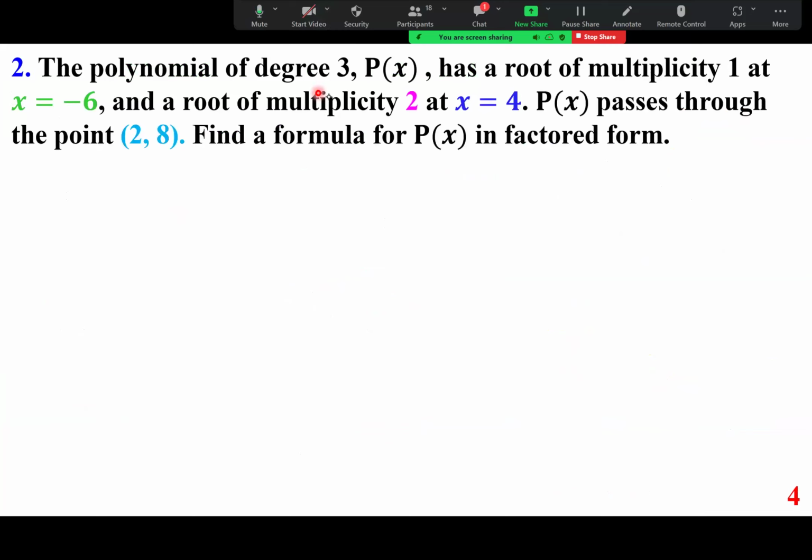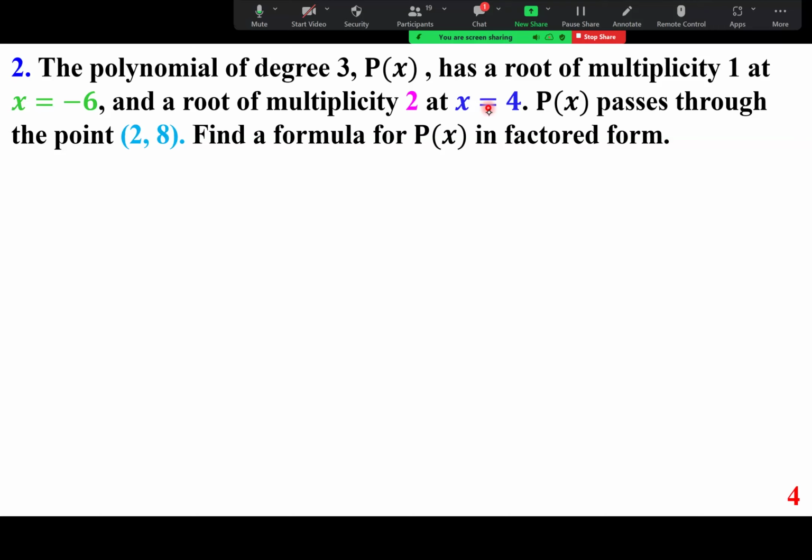The polynomial of degree 3, P of x, has a root of multiplicity 1 at x equals minus 6, and a root of multiplicity 2 at x equals 4. P of x passes through the pair 2, 8. Find the formula for it in factored form. Well, x equals minus 6. That means there's a factor of x plus 6. X equals 4. That means there's a factor of x minus 4. This has multiplicity 1. You're fine with that. This has multiplicity 2. That means x minus 4 squared.